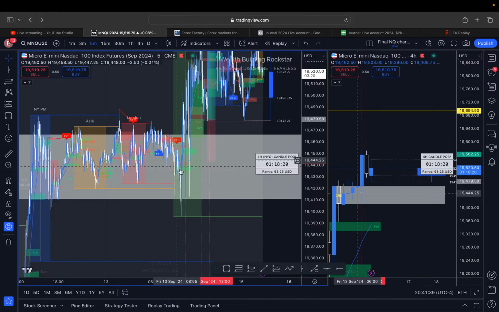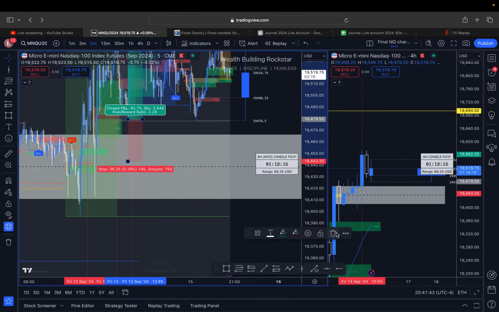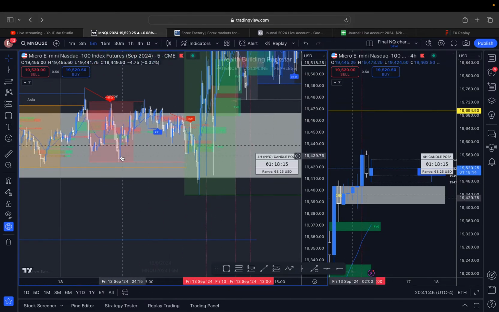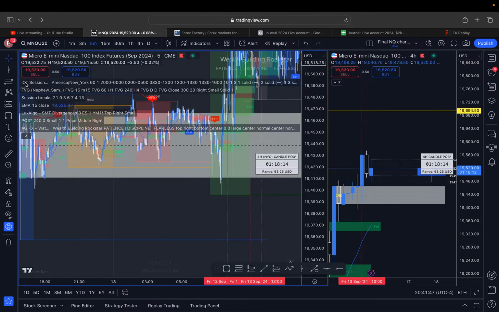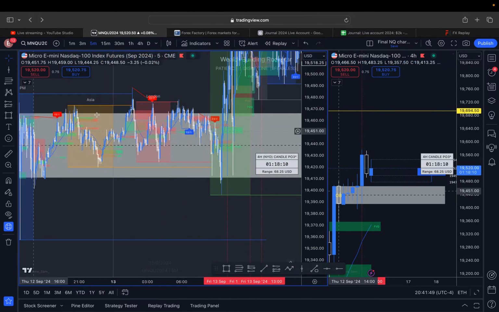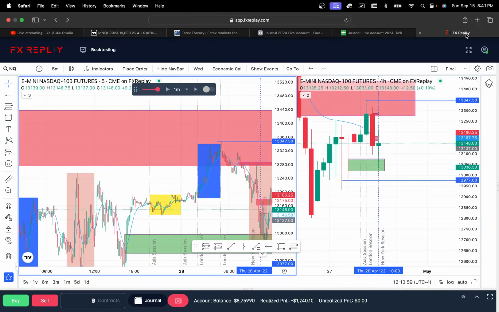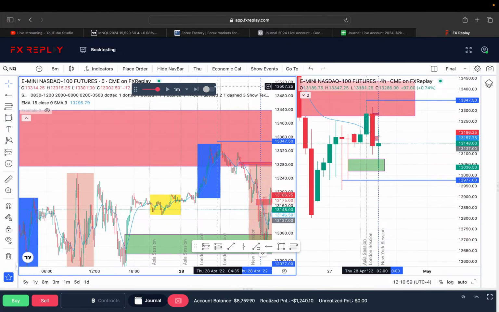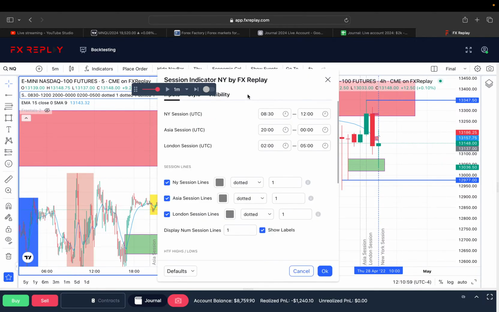A great power of 3 this day. Boom. We took out the lows and then we went higher. That's what we did. So you can just get this indicator. It's called ICT sessions, or if you don't know, ICT kill zones, because on FX replay I have to enter them manually. So ICT kill zones are the sessions.